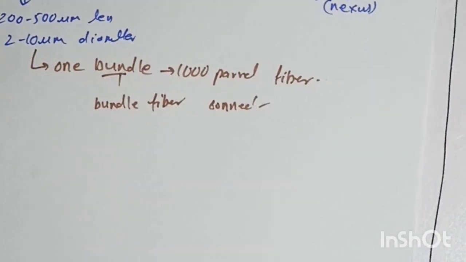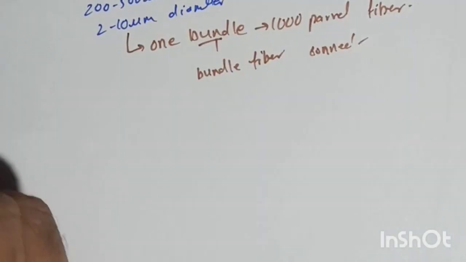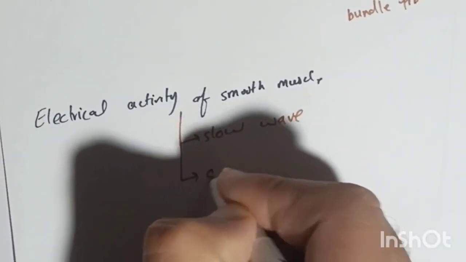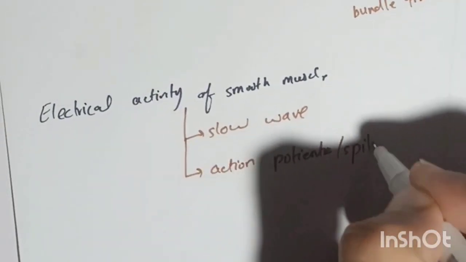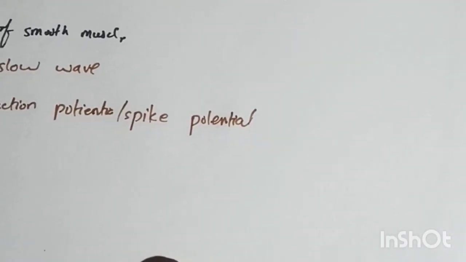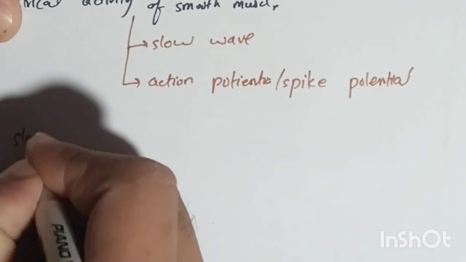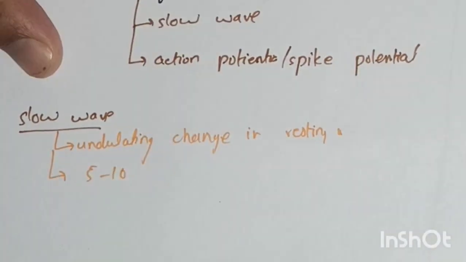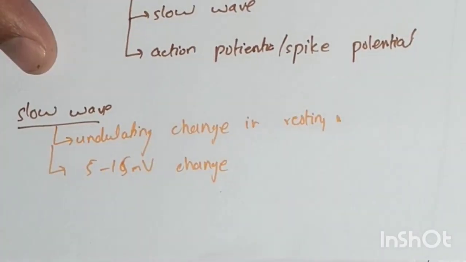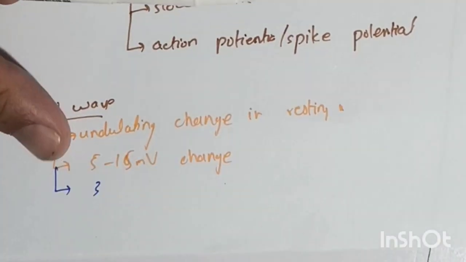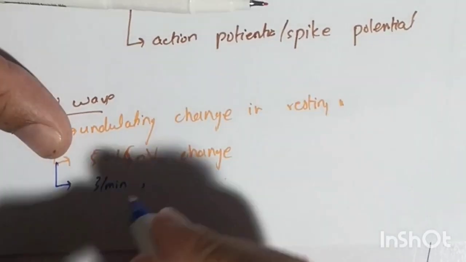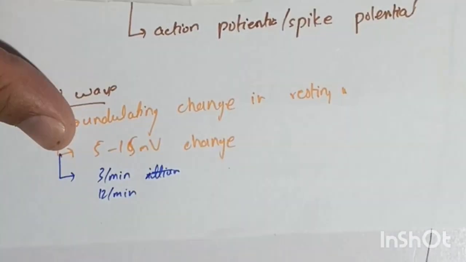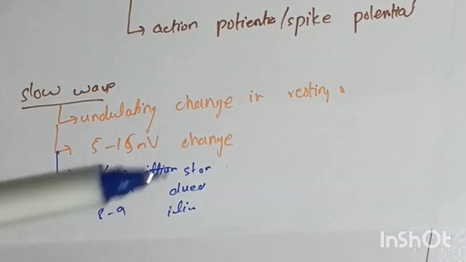Another thing you have to remember is the electrical activity of gastrointestinal motility. There are two types: the slow wave and the action potential. The slow wave is an undulating change in resting membrane potential. It fluctuates but doesn't cause contraction. The change is 5 to 15 millivolts in intensity, and the frequency is 3 per minute in the stomach, 12 per minute in the duodenum, and 8 to 9 per minute in the ileum.